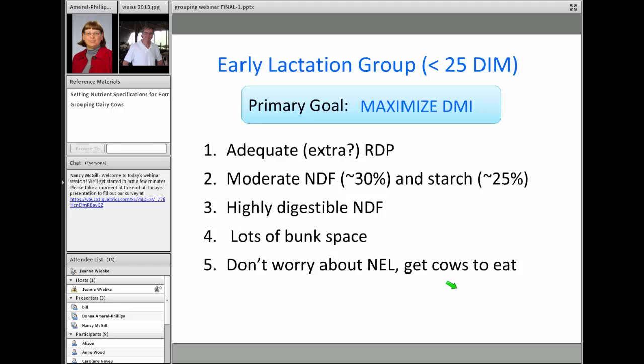Early lactation group, again, intake. When you're formulating a diet for cows that are just fresh, up to 3-4 weeks, think about what you can do to get cows to eat. And a lot of this is well known. I'm going to make sure there's adequate RDP because there's good evidence saying it stimulates intake. Moderate fiber, moderate starch, highly digestible fiber, and then all the feed management things, bunk space, stall space, everything else. I do not get concerned about net energy in this group at all because, again, I want them to eat. So don't worry too much about the energy concentration.